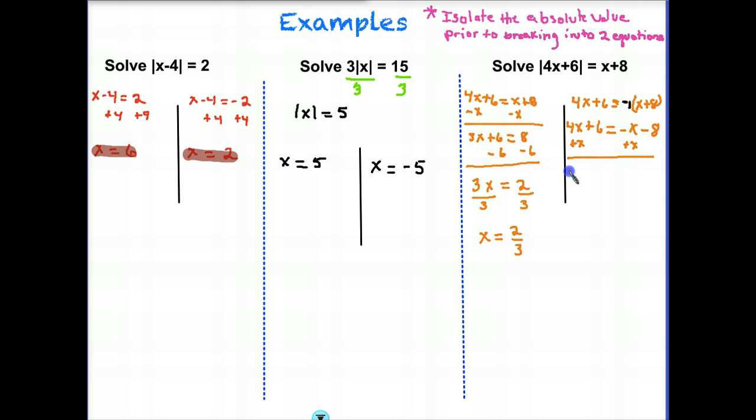4x plus x, that's like a 1x, so I have 5x plus 6, and on the right side now I just have a -8. Okay, now I'm going to move the 6 over by doing the opposite, by subtracting. So I will be left with 5x equals -14, and then I need to divide both sides by 5, and my solution is x equals -14 over 5.